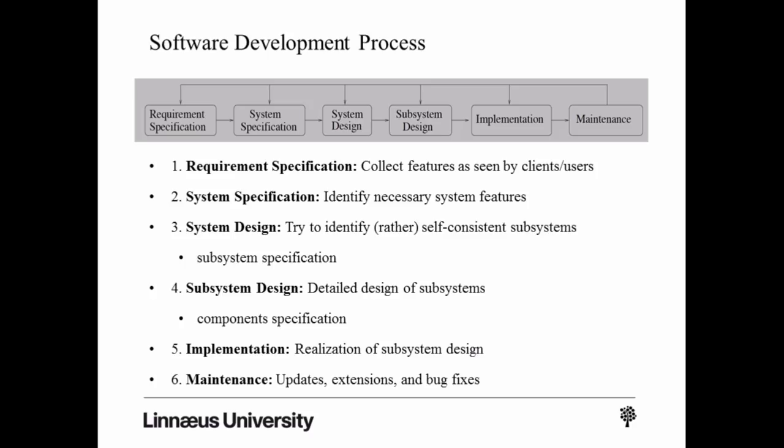As I talked about in the beginning, software development typically consists of several phases. Some of the very common phases are requirement specification, system design, subsystem design, implementation, and maintenance. I will not describe them in detail because I expect that you are all familiar with these different development phases.